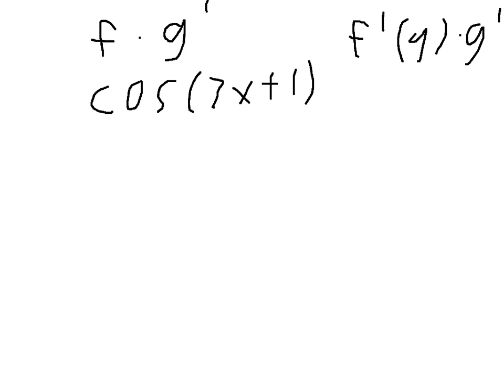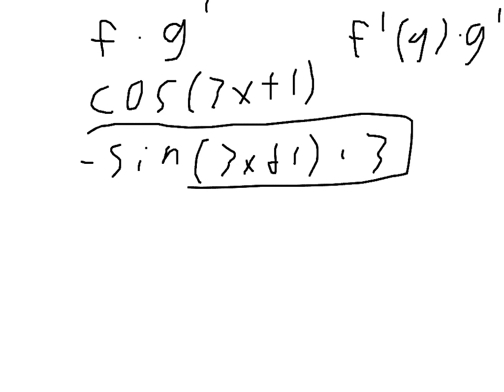You take the derivative of the outside times the function on the inside times the derivative of the inside. So this would be negative sine, which is the derivative of cos, times the 3x plus 1 times 3, which is the derivative of the inside. So that is a good example of the chain rule.